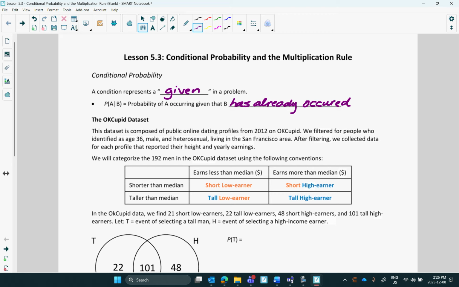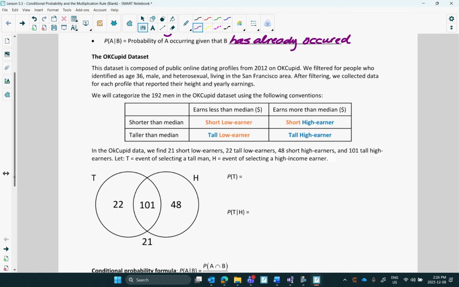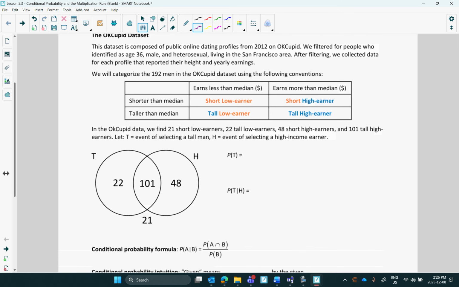And we're back to the OkCupid example. We saw in a previous lesson that we could use a table, we could use a Venn diagram to represent this situation. But remember, there were basically two events that we pulled out of this: the probability of randomly selecting a tall person and the probability of randomly selecting a high earner. It's the same exact example, exact same numbers.